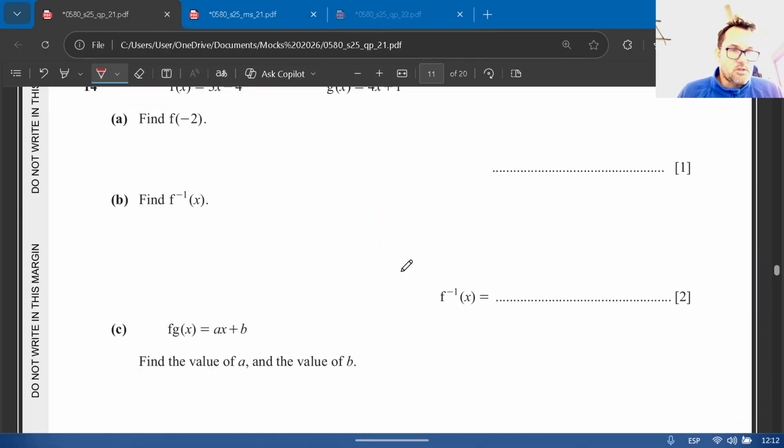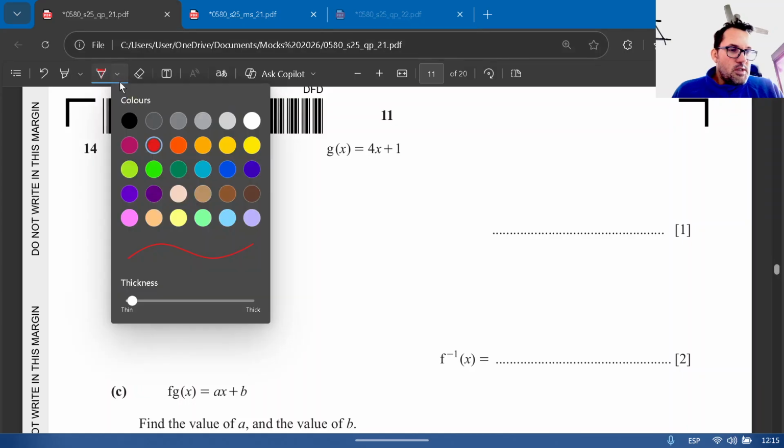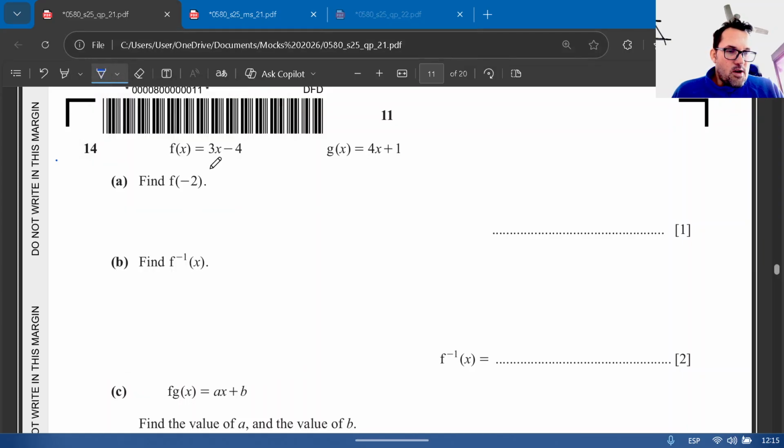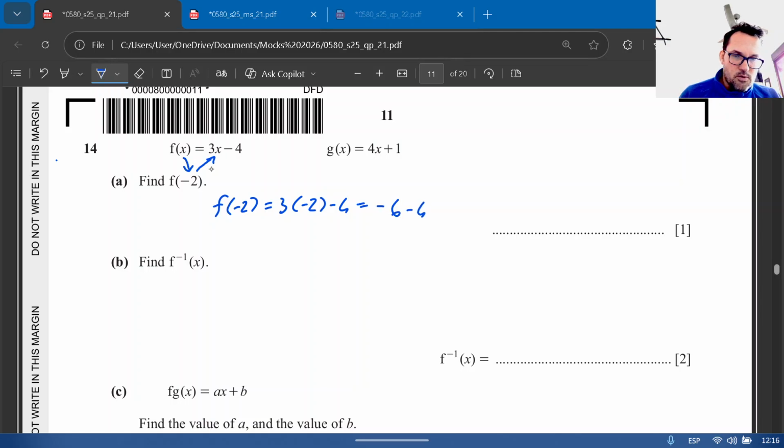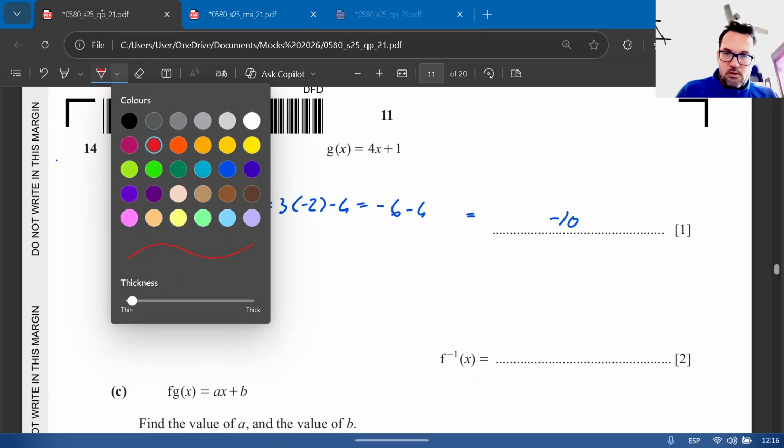Okay, functions. Question 14. Functions. Alright, they always start off with an easy one. Function of x is 3x minus 4. Can you just see they've changed the x for a minus 2. So you change that x for a minus 2. So the function of minus 2 is 3 times minus 2 minus 4. 3 times minus 2 is minus 6, minus 4, minus 10. 1 mark. Okay. Nothing else. You got minus 10 on the line, you get the mark.